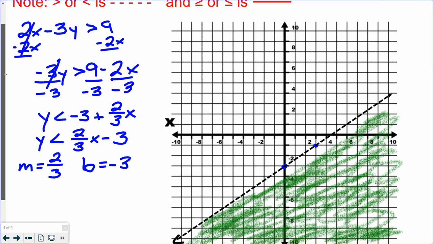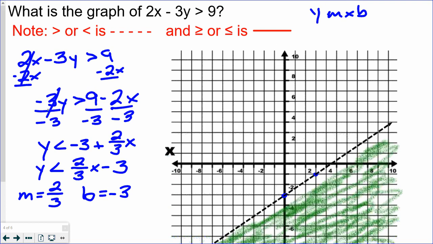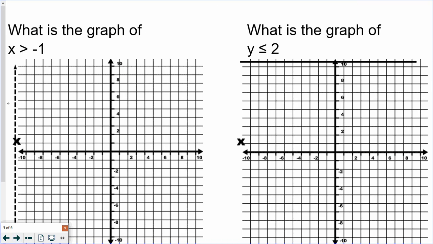All right, so on this one, it was in standard form. I solved it for y to put it into slope-intercept form. That helps me in figuring out which way to shade. All right, so what about horizontal and vertical lines? So x greater than -1. So I know it goes through -1 on the x-axis, and it only can go through -1. So this is a vertical line, and it's dashed because it's not or equal to.